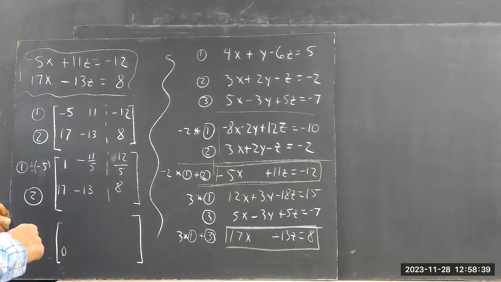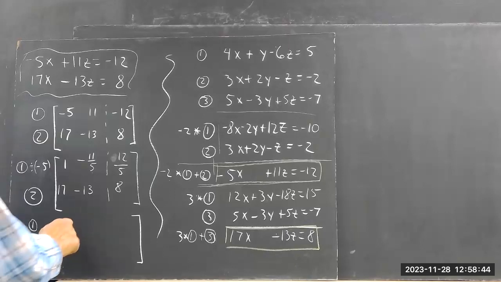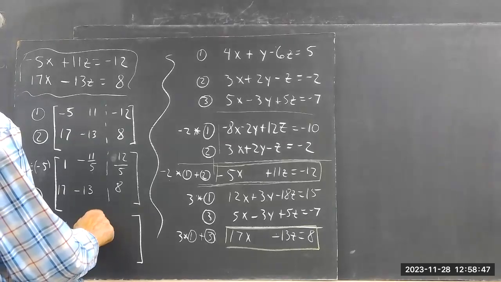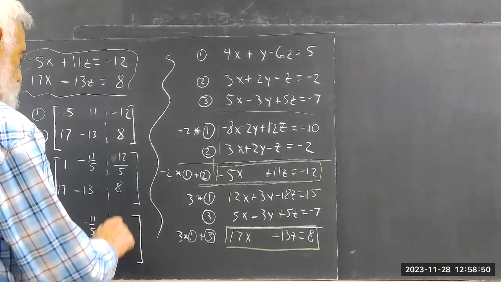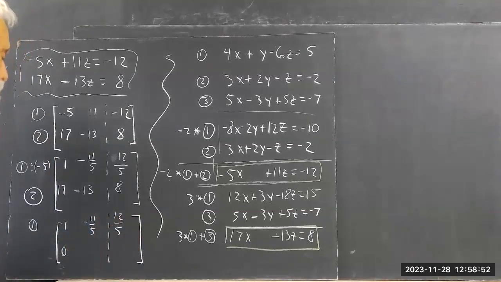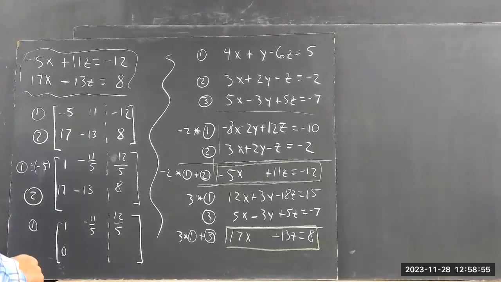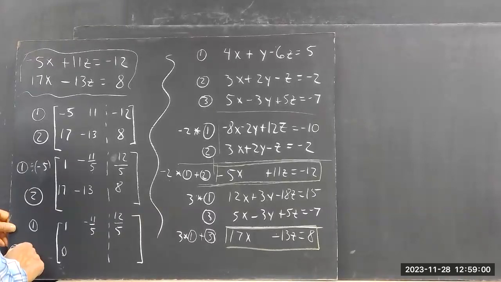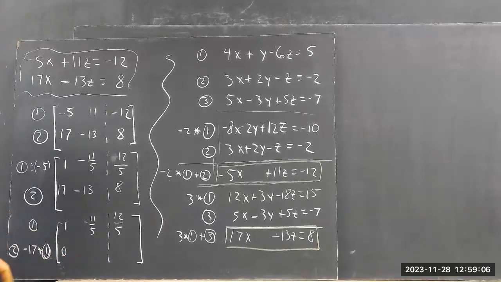So what I'm going to do is write down row 1. Right now, I'm not going to mess with it. I'll mess with it a little bit later. And then I'm going to write down row 2 minus 17 times row 1. Now the circle doesn't mean the number 1. That is the number here. Circle means the number in row 1.